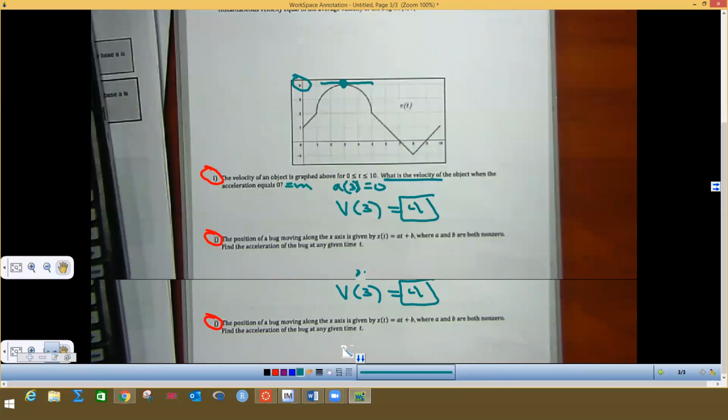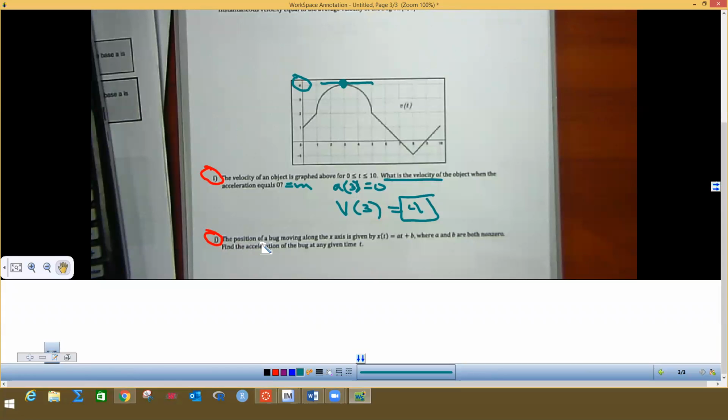And then this last problem we got, the position of a bug moving along the x-axis is given by this position function, where a and b are both, I can't see what that word is. What's that word? Non-zero, is that what that says? I think it says non-zero.